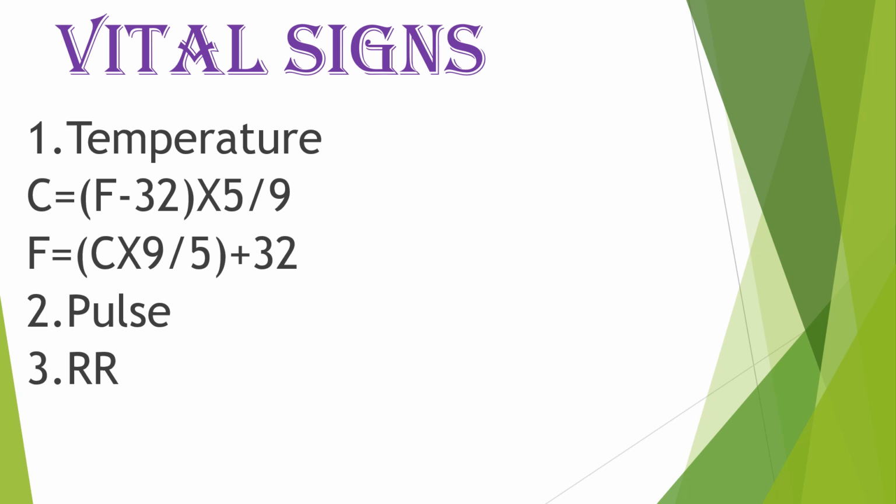The other component of vital sign is blood pressure. In measuring blood pressure, select an appropriate cuff size. So cuff size is very important, because a narrow cuff gives you a higher reading while a wider one gives you a lower reading. So the cuff should cover not less than half and not more than 2/3 of the arm.